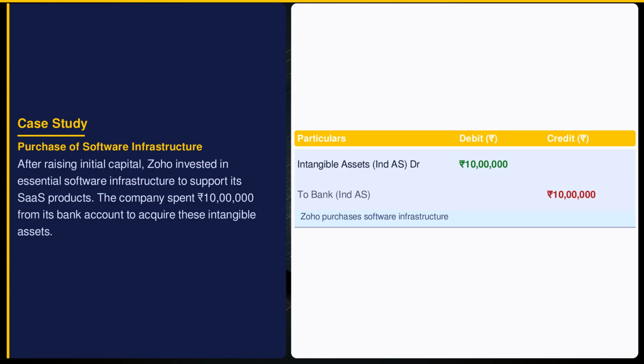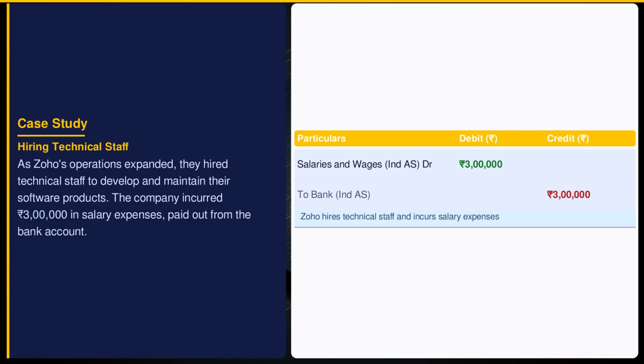The bank account is credited to reflect the cash outflow. This transaction ensures the company is equipped with the necessary technology to operate effectively. Hiring skilled technical staff is vital for Zoho to innovate and maintain high-quality SaaS products.